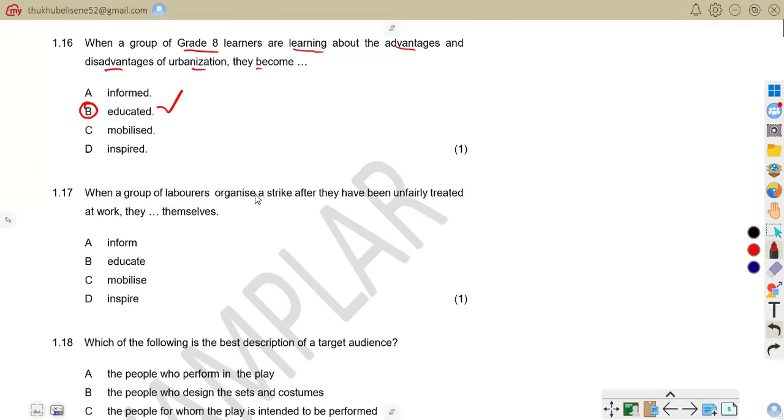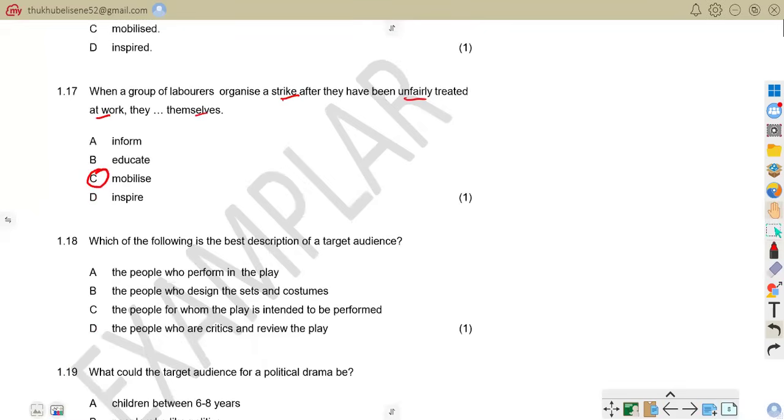When a group of laborers organize a strike after they have been unfairly treated at work, they dash themselves. That is 1.17, and the correct answer is C. They mobilize themselves. 1.18. Which of the following is the best description of a target audience? The correct answer is C. The people for whom the play is intended to be performed.